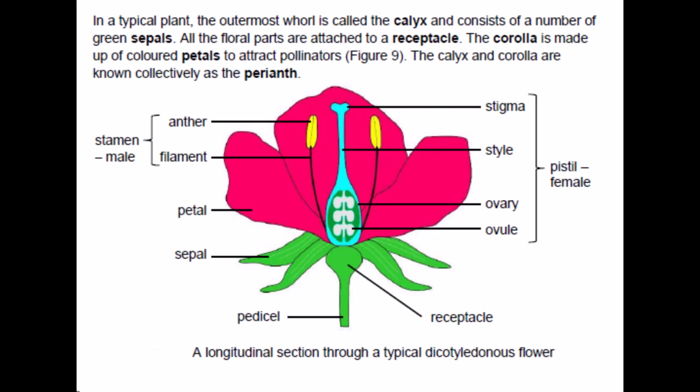Right. But inside the corolla are the real stars of the show, the stamens and the pistils. The stamens are the male parts of the flower. Each stamen has a filament, a long stalk, and an anther at the top where pollen is produced. So the stamen is like the pollen factory. Exactly. And then you have the pistil, which is the female part of the flower.